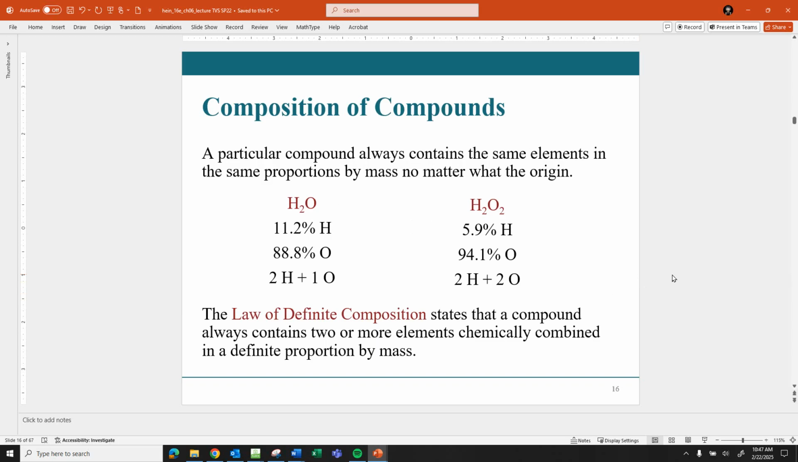All right, so composition of compounds. We kind of got into this a little bit. Law of definite composition states that the compound always contains 2 or more elements chemically combined by definite proportions by mass. So we would find the total mass of water, which is 18.02, and then we take the 2 hydrogens, take its mass, divide by the whole, and times by 100. That's all you're doing here. Taking the part of each elemental mass and dividing by the whole mass, and then timesing it by 100.